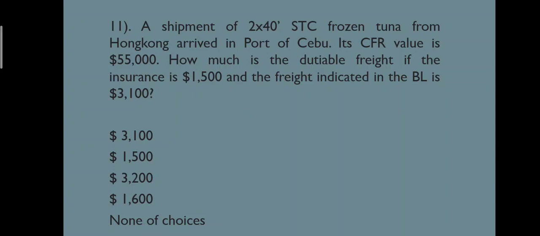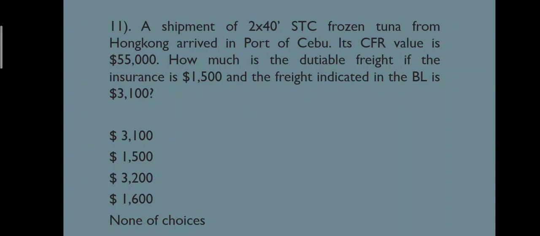Number 11. A shipment of 2x40 STC frozen tuna from Hong Kong arrived in the port of Cebu. Its CFR value is $55,000. How much is the dutiable freight if the insurance is $1,500 and the freight indicated in the bill of lading is $3,100?